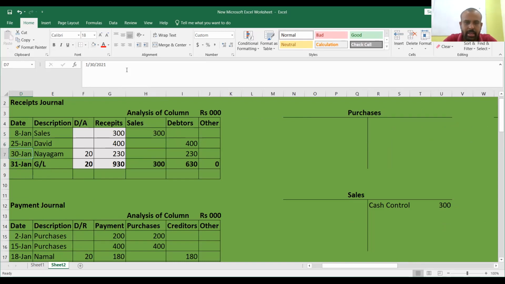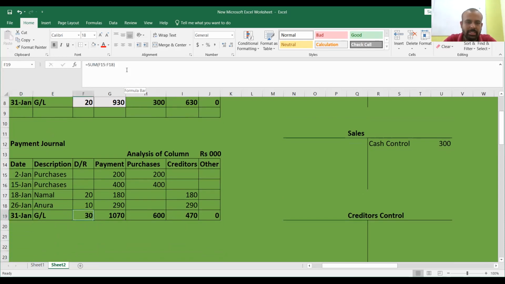Okay. Now we are moving to the purchases journal. In the purchases journal, also you got two value columns. One is discount received and the other is the creditors. What is the double entry for the discount received? Discount received account credit, trade creditors control account debit. So you credit here discount received how much? Rupees 30,000. Discount received rupees 30,000.